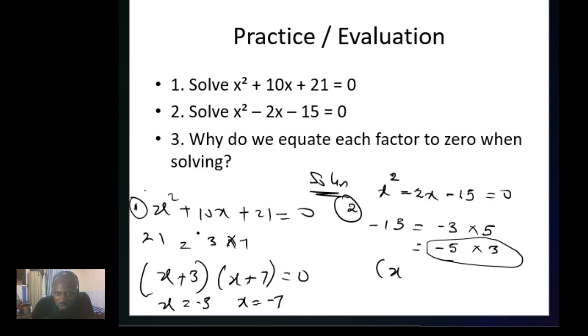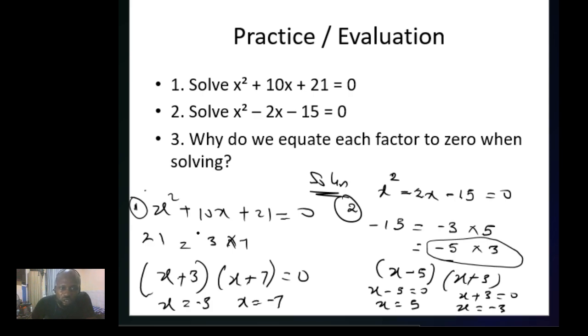You slot it into the brackets. The first one is x minus 5, and then you have x plus 3. You equate each to 0. x minus 5 equals 0 is going to give you x equals 5. And x plus 3 equals 0 is going to give you x equals minus 3. So your answer is good. x is therefore going to be either 5 or minus 3.